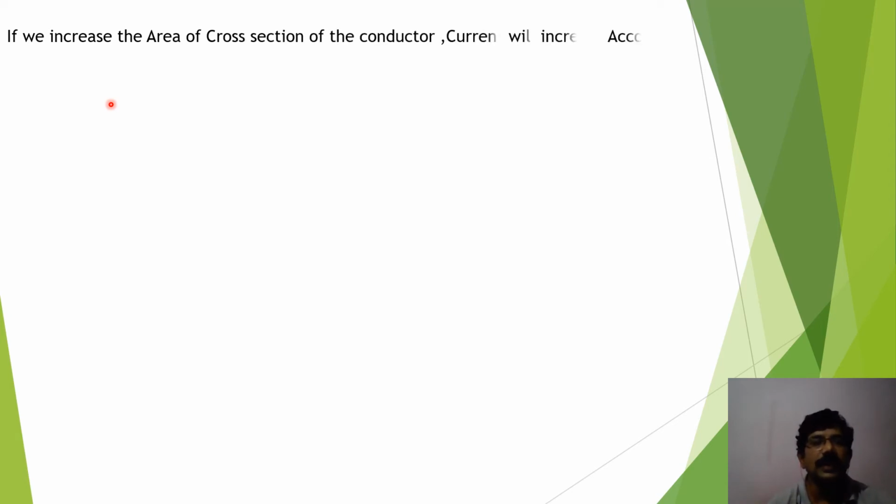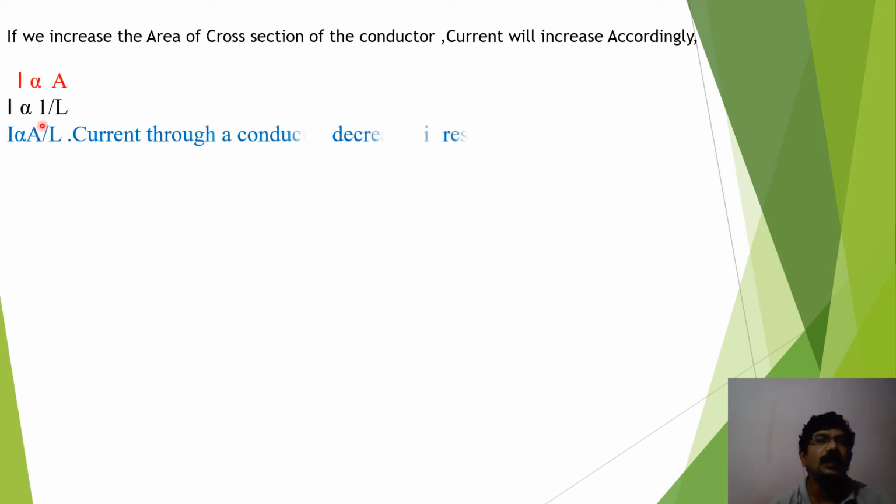Let us summarize all the experimental facts which we did. In our previous experiments, we experimentally found that the current flowing through a conductor is directly proportional to area of cross section. More the area, more the current. The second one is the current flowing through a conductor is inversely proportional to its length. If the length of the conductor is more, less the current flowing through it. So when we summarize these two, I is proportional to A by L.